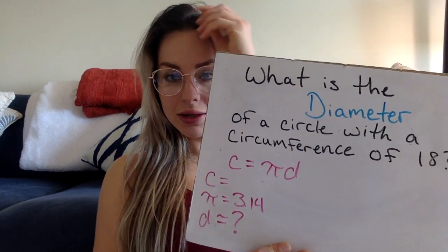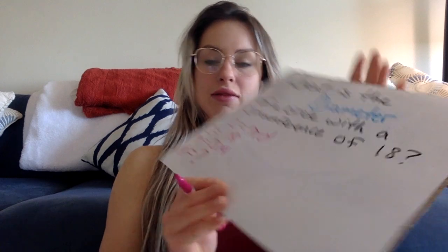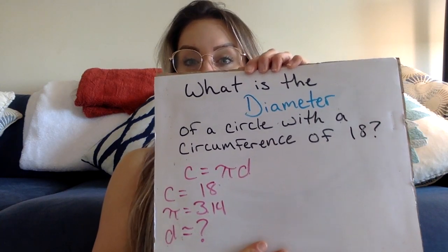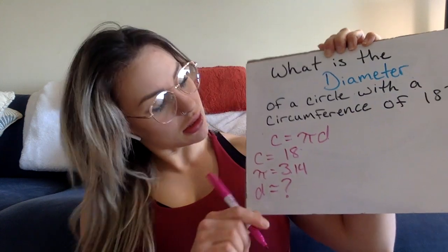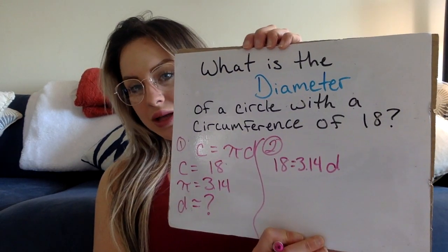And then we are given the circumference, right? The circumference is 18. So we're going to write 18 in there. What we're going to do next is rewrite the equation with our information in it, okay? So that's step 1. Step 2 is to rewrite the equation with our information in it. So we are going to do 18 equals 3.14 and put a d because we don't know what the diameter is yet.